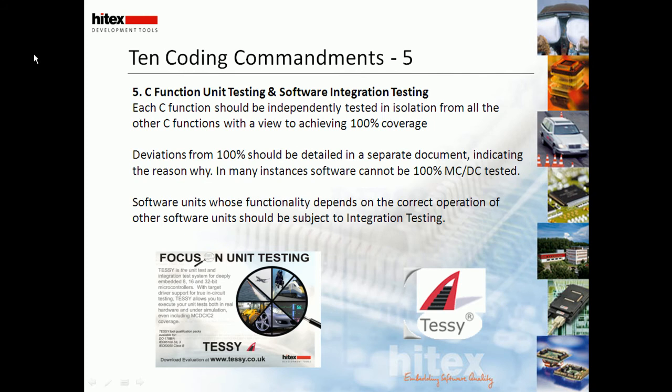Coding Commandment number 5. Unit testing. So the C function unit testing and software integration testing should be done on your C source code. Each C function should be independently tested in complete isolation from all the other C functions with a view to achieving 100% coverage. Deviations from 100% should be detailed in a separate document indicating the reason why.